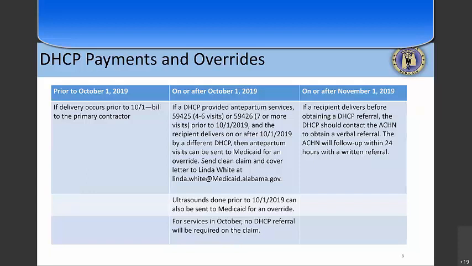After November 1st, when the ACHNs are providing care coordination, let's say, for example, you have a woman who delivers October 20th, but you want to see her for a postpartum visit. To be reimbursed for that postpartum visit, you will need to have an ACHN referral number, so you will need to reach out to the ACHN. We just want to review that, because that seemed to be a confusion for a lot of people.